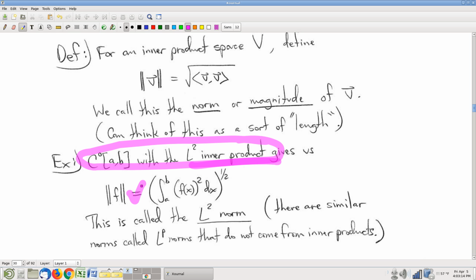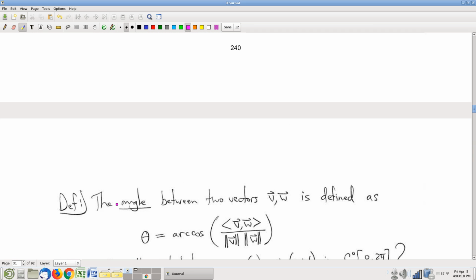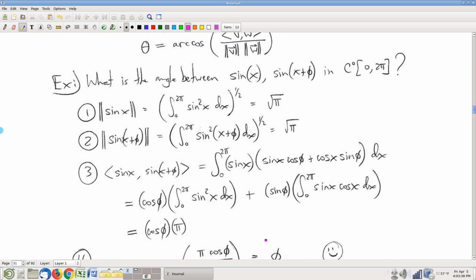Ditto with angle. You give me two vectors in an inner product space. We rip off the old formula from Rn. There's a notion of angle in Rn, and this is the rip off of it in a general inner product space. And a nice example here. I'm going to skip the details of the calculation. It's just plug and chug.